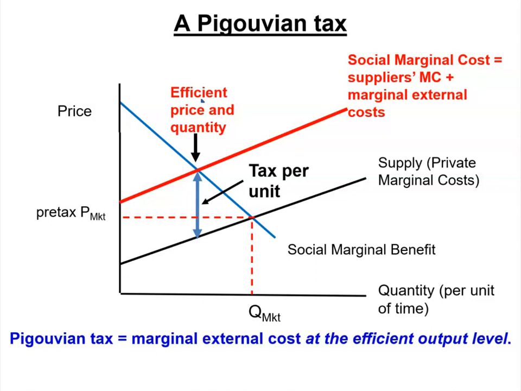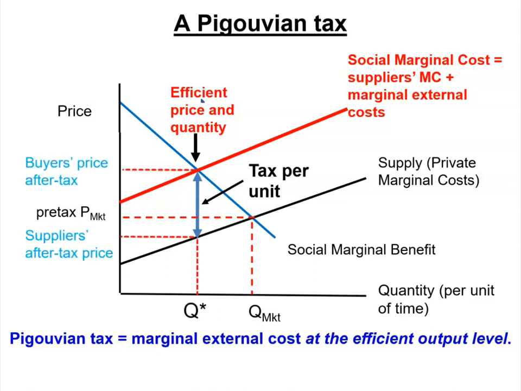What's the result? Well, clearly buyers are going to pay a higher price because the good is being taxed, and the price that suppliers are going to receive is the amount that the buyers are paying minus the amount of the tax.